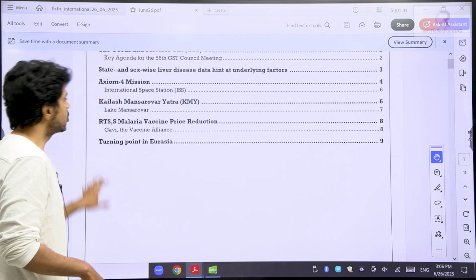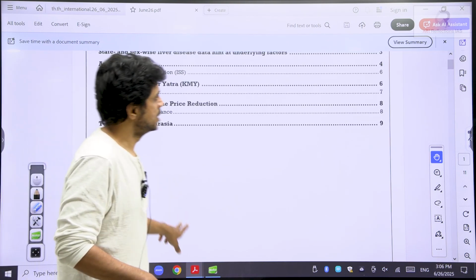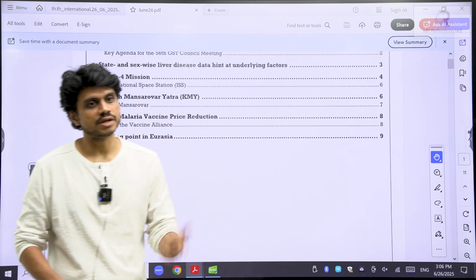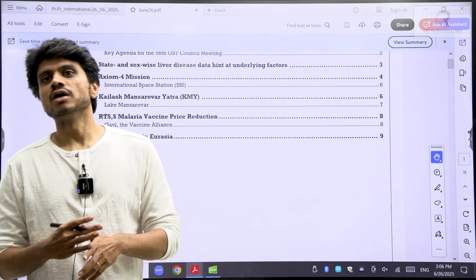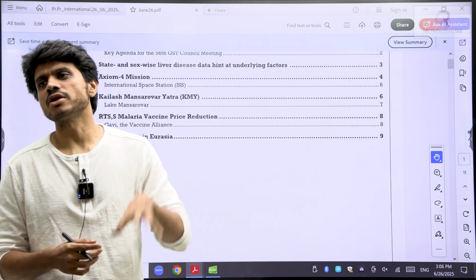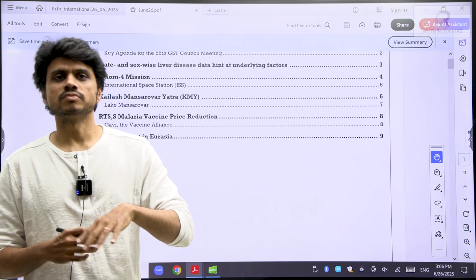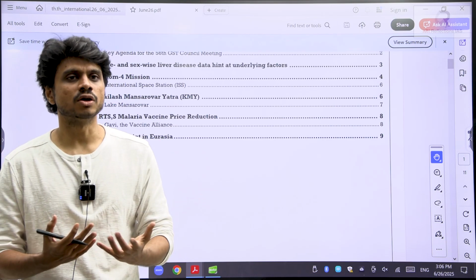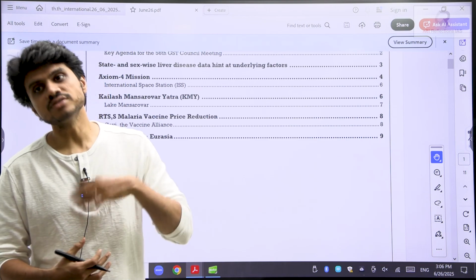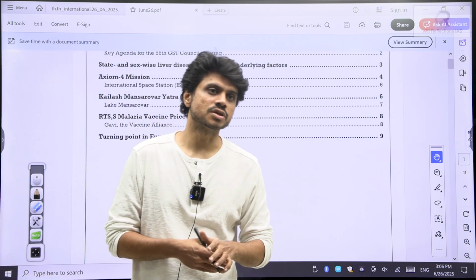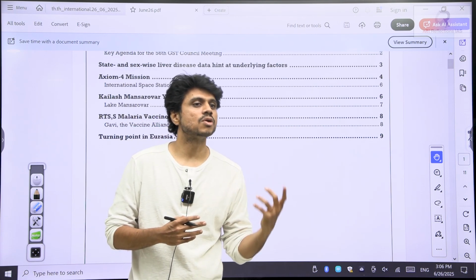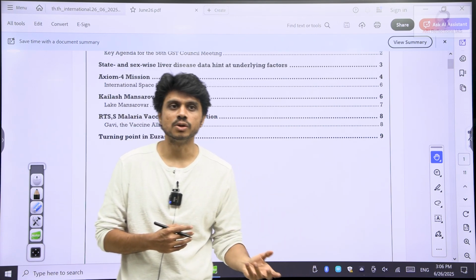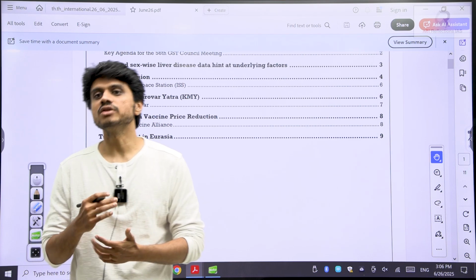And then the turning point in Eurasia, given in the Indian Express, C. Raja Mohan's article, very nicely written. We are already discussing so many things in the Middle East and the Trump policies, and he has given the same thing in the article. So we'll revise that article and revise our concepts using it. Having clarity on these kinds of turning points happening in the international scenario will give you an edge to write a good answer.